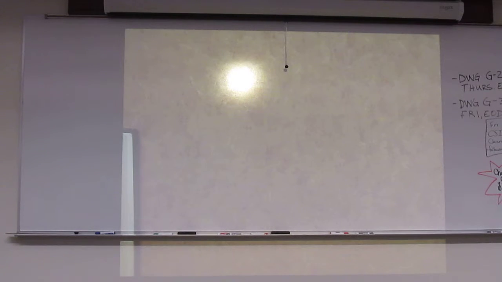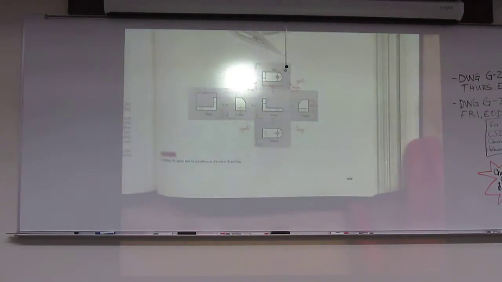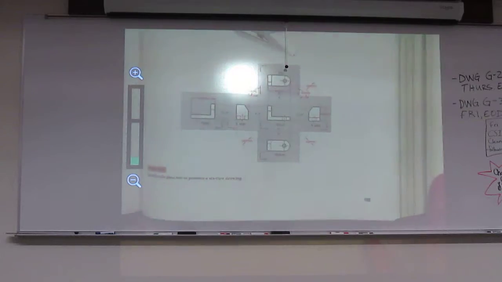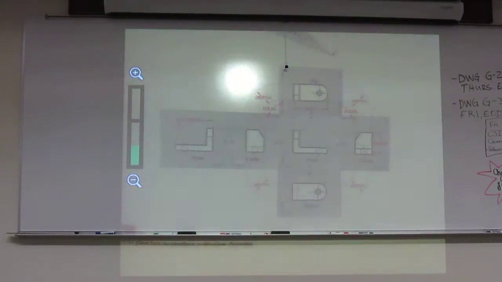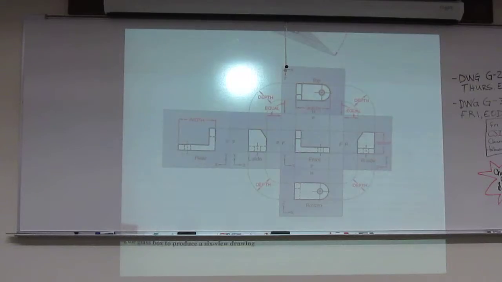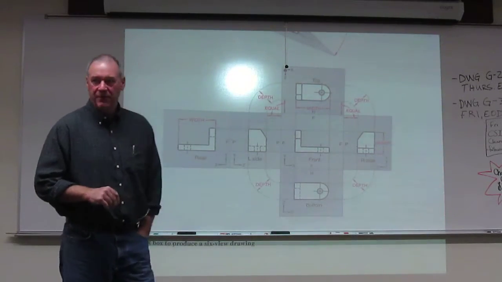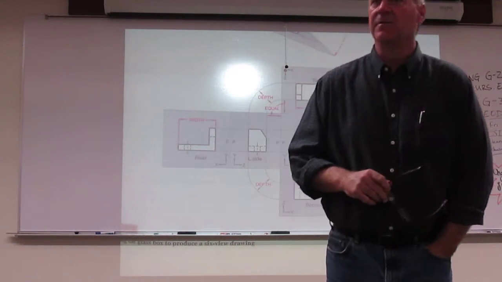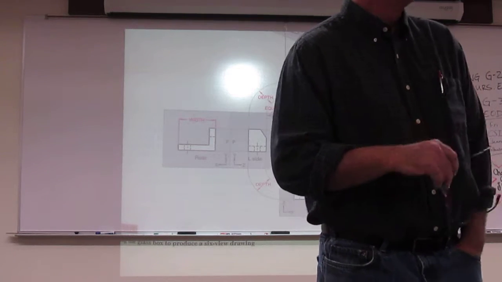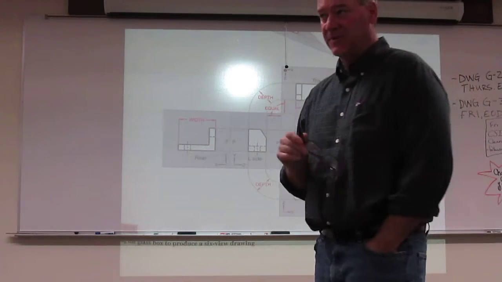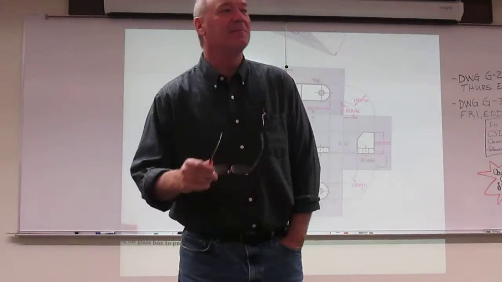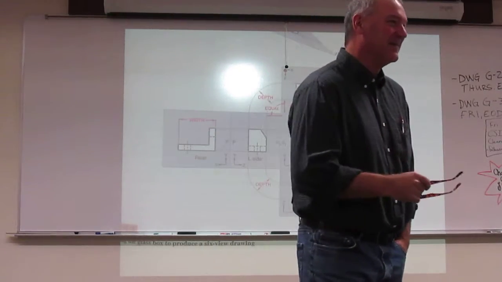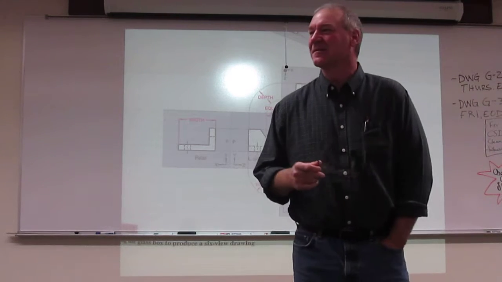Primarily, I think the thing that throws most people as they learn the glass box is to understand that in an orthographic view, all objects are three-dimensional, but we have to display them two-dimensionally in multiple views. And we do this through three planes of projection. Don't confuse these three planes of projection with your three dimensions, because they're different things. What are our three dimensions?